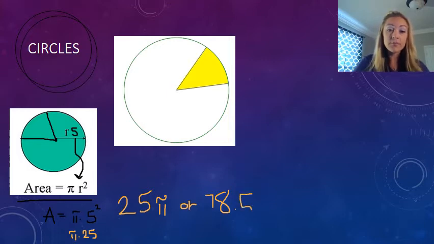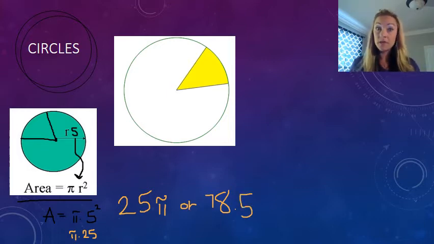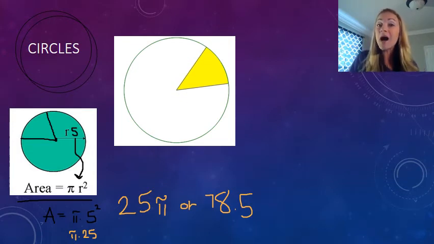78.5. It looks like I can round. Both of those are equivalent. You'll have to look at how they want you to represent your answer. Do they want you to round the decimal, or do they want you to leave your answer in terms of pi, which would make it more accurate? Okay, so that's how you'd find the area of a circle.